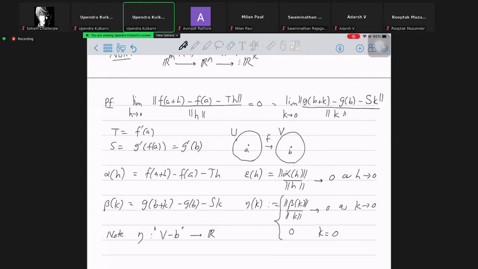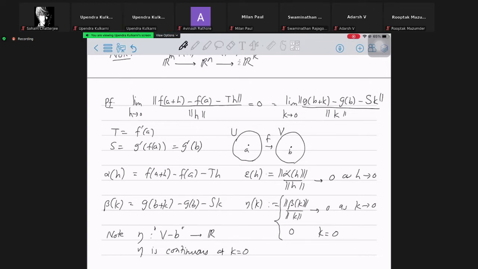Okay, so what can I say about the function eta at 0? It is continuous. That's the whole point of saying that the derivative of g at b exists and is that linear operator S. So eta is continuous at k equal to 0.